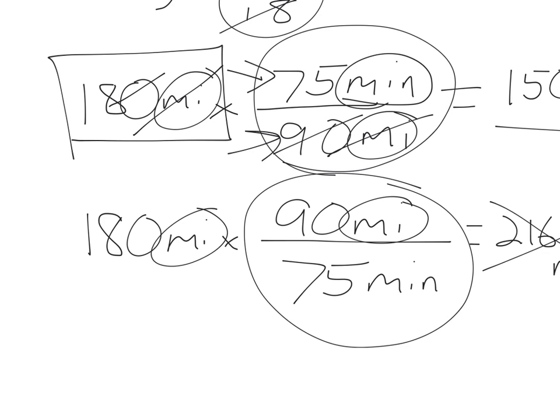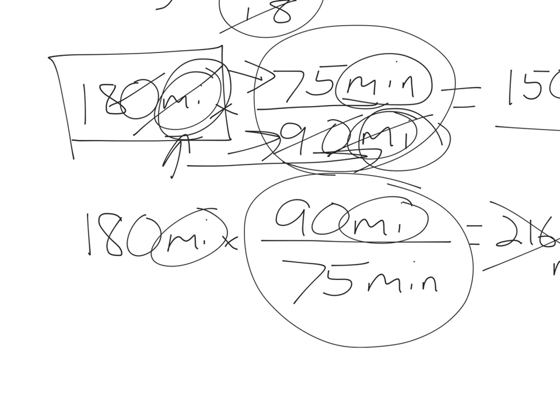And then the last thing that made it work was the fact that the miles were on bottom. And that allowed them to cancel with these miles that were on top. So whatever unit is attached to the number I start with, that unit has to go from there to here. It has to then be on the bottom of the fraction that I multiply by.